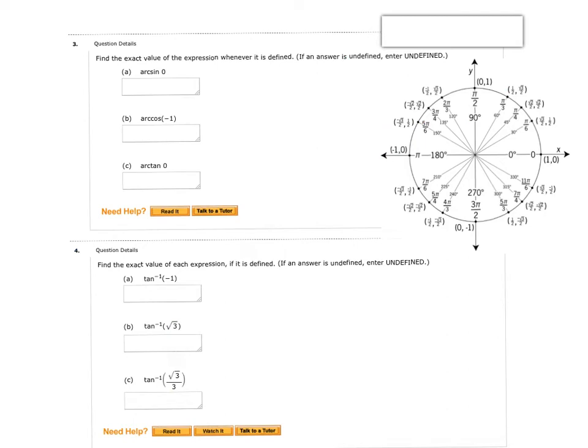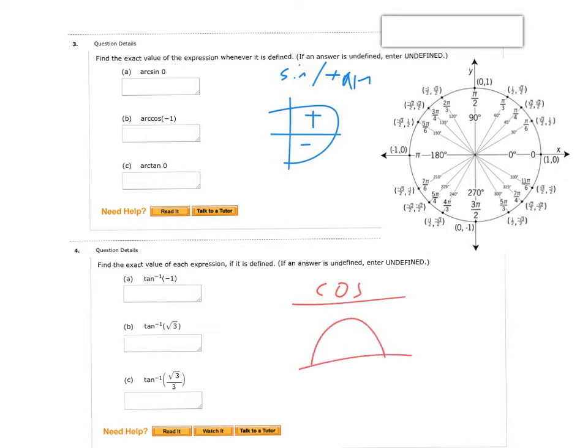All right, next up here, I'm going to find the exact values. So there's some more inverses here. Remember, once again, for sine and for tan, we're going to be looking in quadrants 1 and 4 only. And then for cosine, we're going to be looking in quadrants 1 and 2. So for arc sine of 0, I see that is right here, and so our answer is going to be that angle, 0. Arc cosine of -1, we actually did that on the last page, but that's going to be over there as pi.